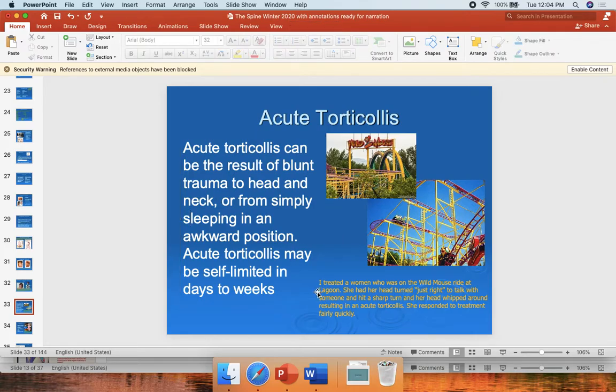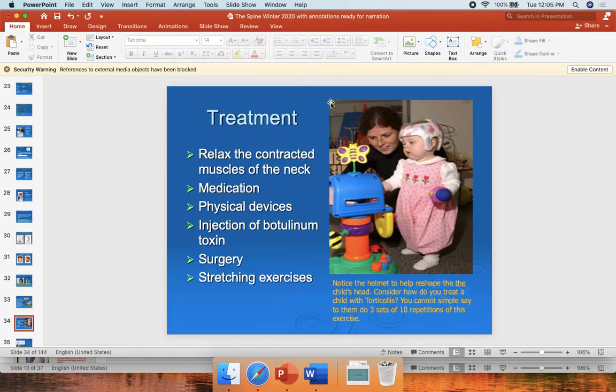Dr. Johnson actually put a note down here in his slides about a woman he treated on this wild mouse ride, where you whip the neck just right, it results in torticollis, so a tightening of that sternocleidomastoid that is uncontrollable, and it takes time to work out. So let's go ahead and look at the treatment.